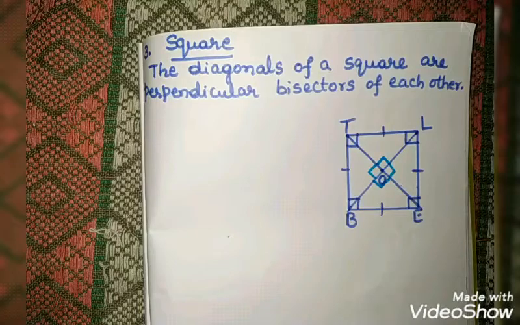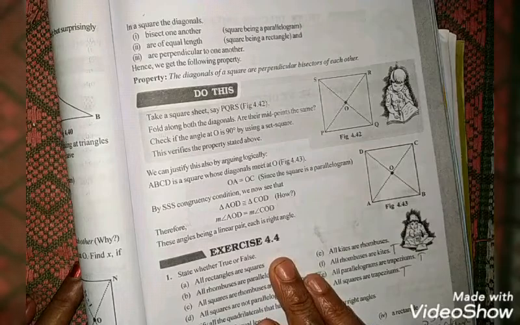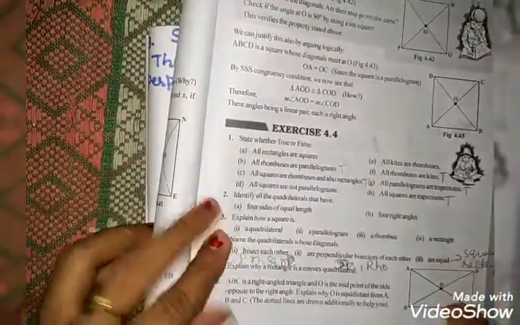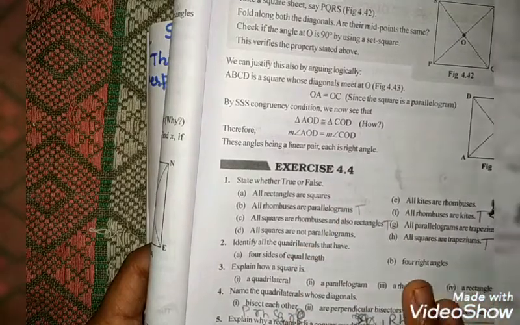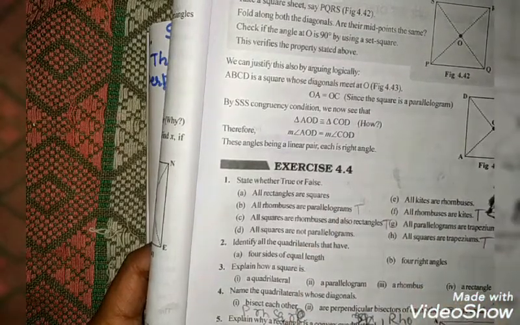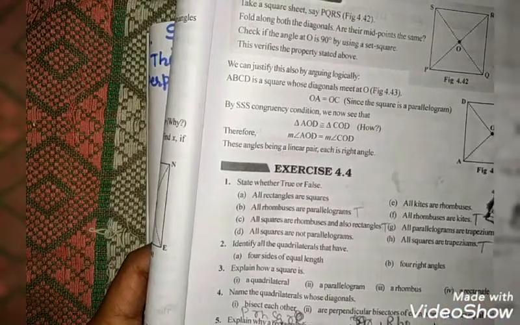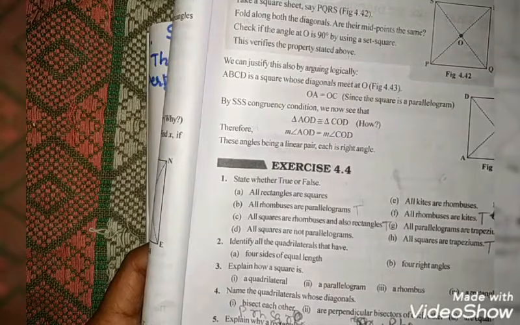Yes, next let us try to solve exercise 4.4. How to do these sums? Let us go one by one. First one given, children, state whether true or false. Exercise 4.4. When you are looking at the video, open your textbook and keep it with you and look at it. State whether true or false. All rectangles are squares.